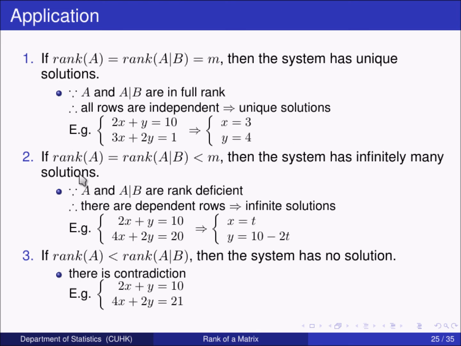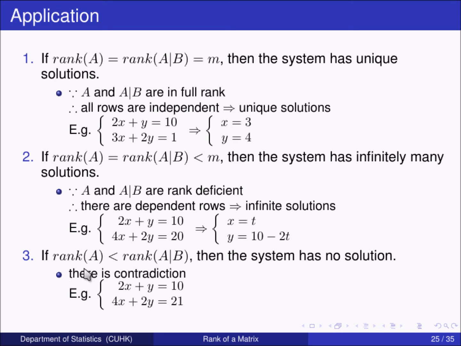If the rank of A equals the rank of [A|b] but is less than m, the two matrices are rank deficient. This means there are dependent rows in the system, such as this example, where row 2 is twice row 1. We will have infinitely many solutions.